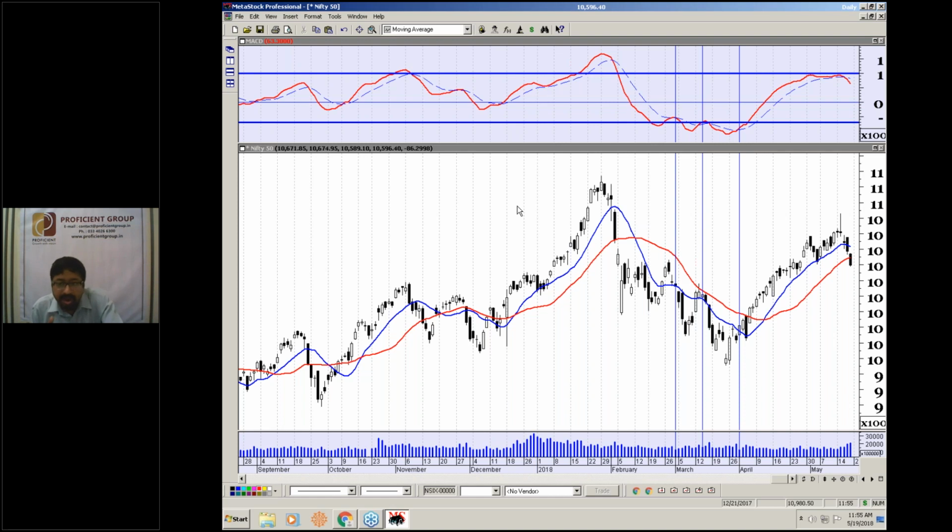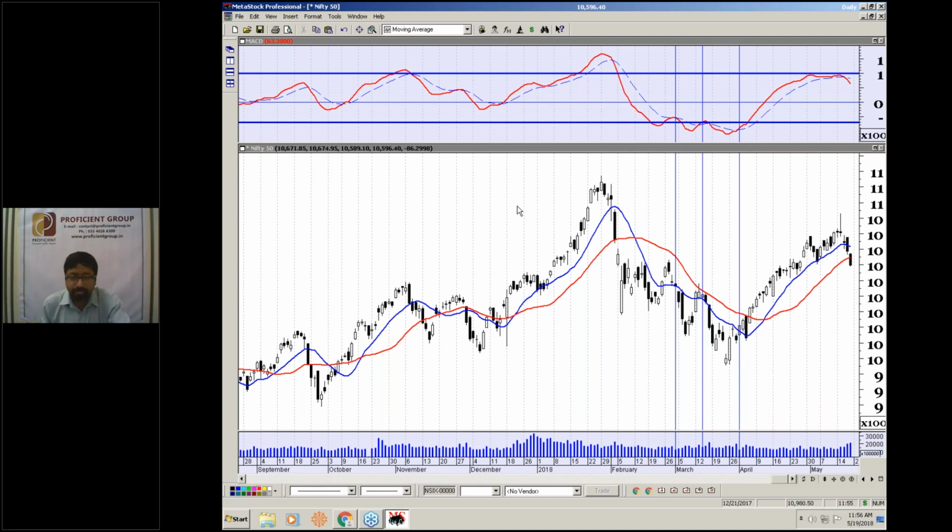Why this discrimination? Why am I taking a higher value of MACD for a sell signal to be generated, and a lower value for a buy signal? It is because stocks, the index, or the market in general shows a positive tendency. It has a tendency to go higher. So for sell signals we should look for a more stringent condition, right? And that's why I'm using a higher value of MACD.